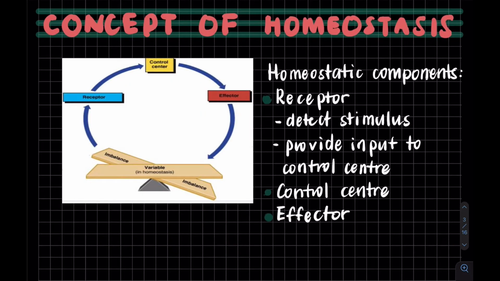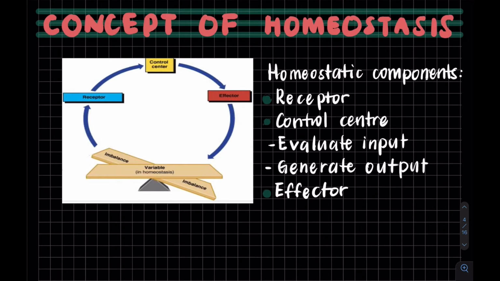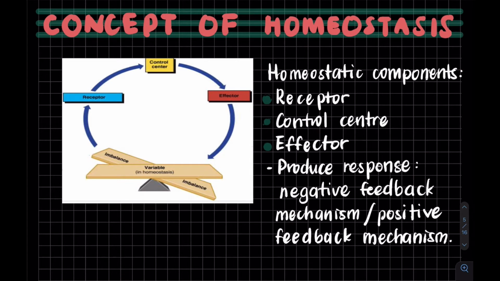Receptors are any cells that detect a stimulus, which is a change from the normal environment. An example of a stimulus is an increase in body temperature. The receptor will then send input to the control center. The control center will evaluate the input from the receptor and provide output to the effector. The output is in the form of electrical impulses, hormones, or other chemical signals. The effector will receive the output from the control center and will produce a response to correct the stimulus.